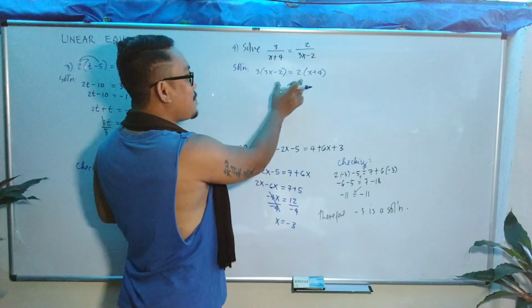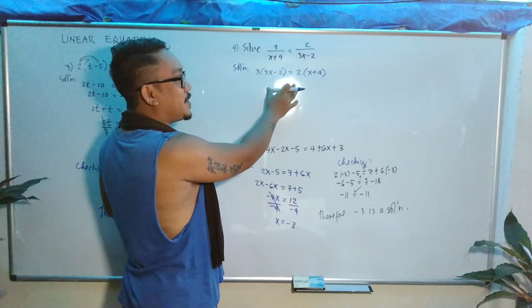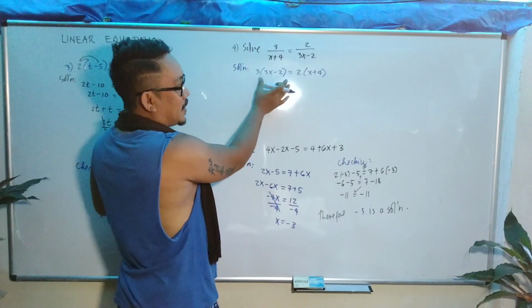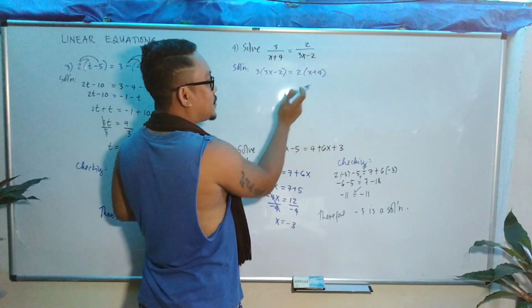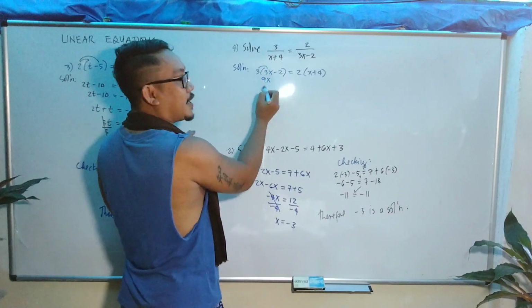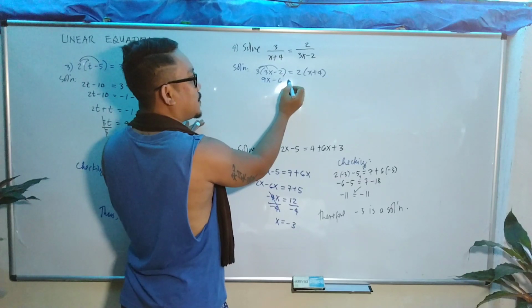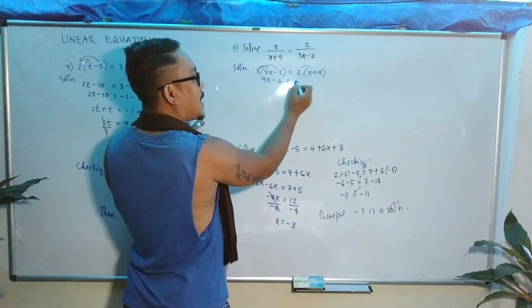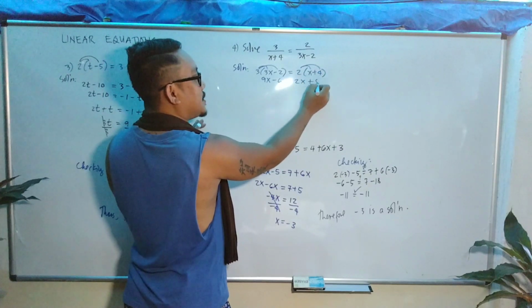Okay. Now, from here, we will remove the parentheses, no? By simply distributing 3 to each term, then 2 here to each term. So, simple pasabot. So, 3 times 3x, you have 9x. Okay? 3 times negative 2, you have negative 6. So, is equal to 2 times x, you have 2x. 2 times 4, you have plus 8.